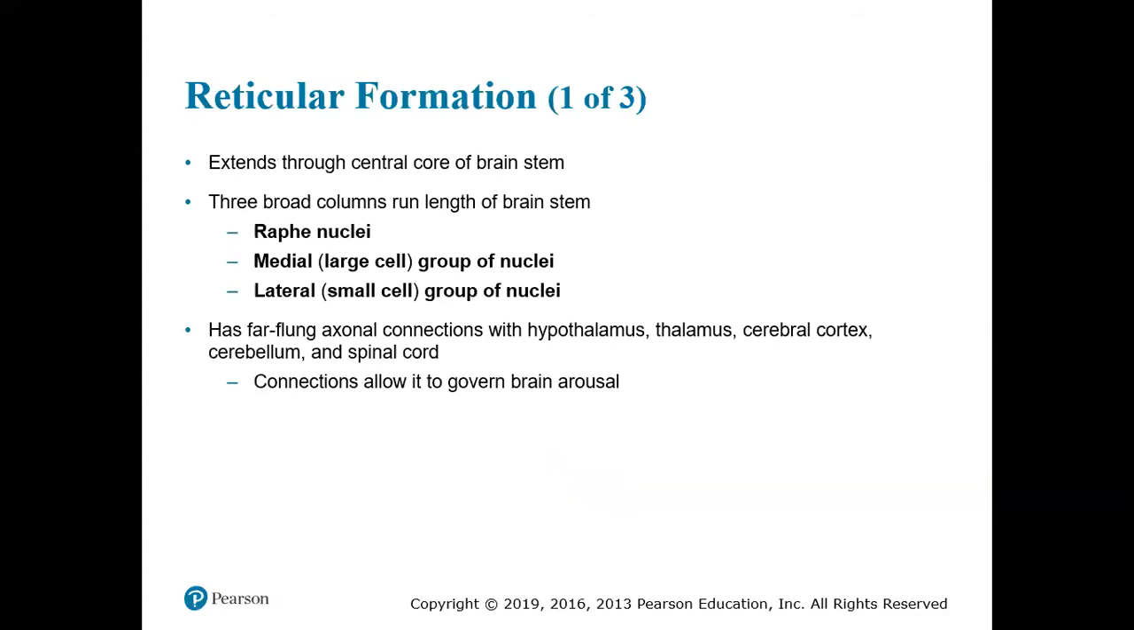Reticular formation. This one is going to extend through the central core of the brainstem.